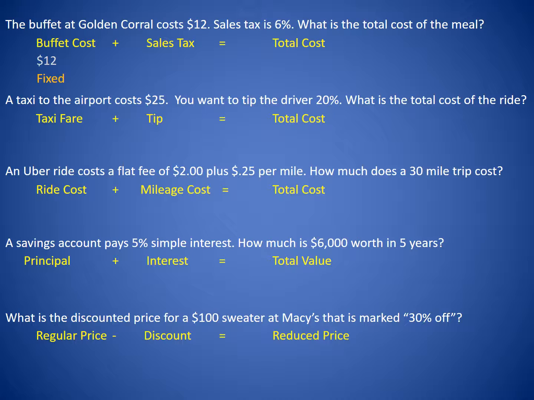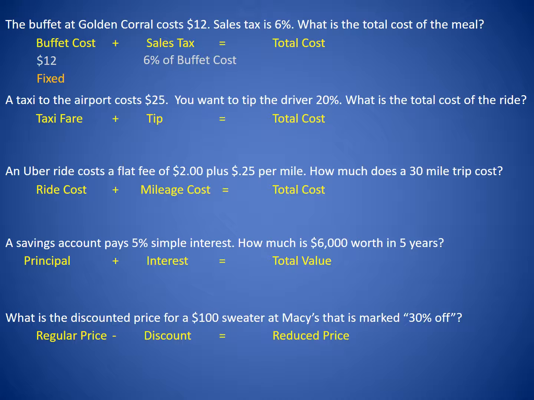Then the next component of this is the sales tax. And if you're familiar with sales tax, you know that sales tax is a percentage of what the item cost. So in this case, since the sales tax is 6%, it's 6% of whatever the buffet costs. So if the buffet costs $12, the sales tax will be a certain amount.